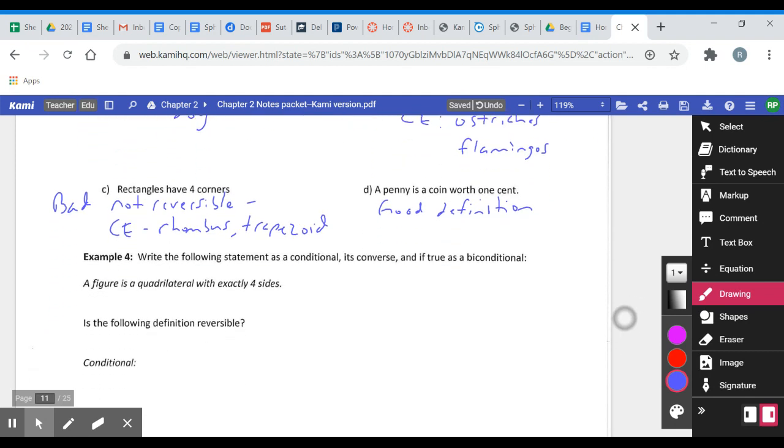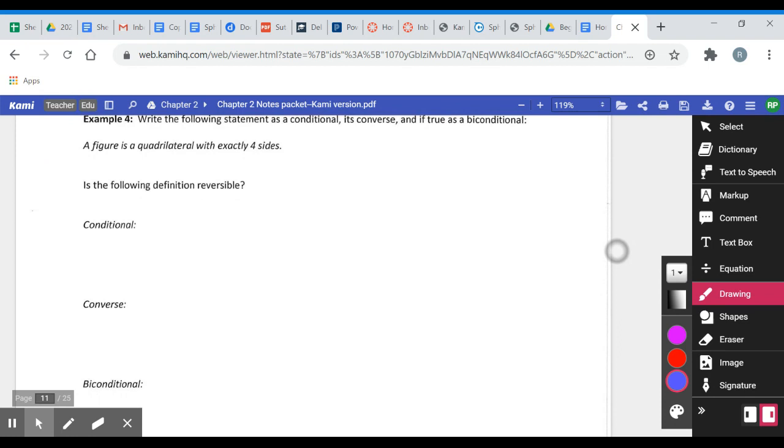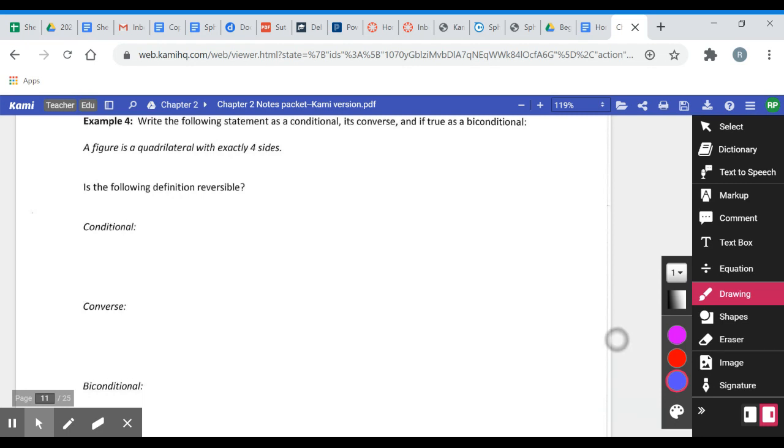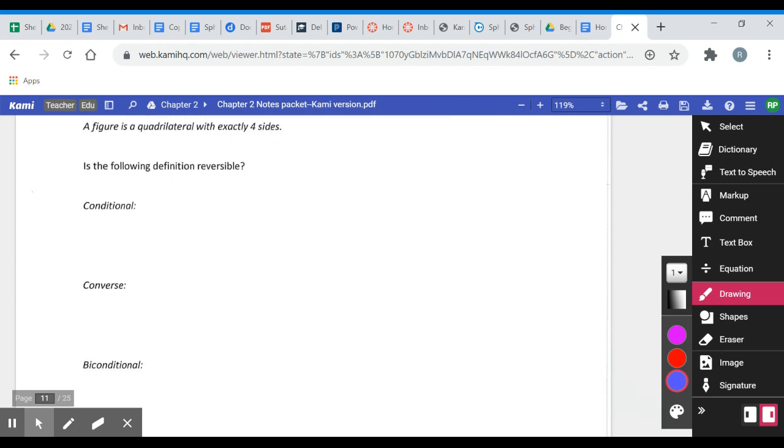Okay. All right, last little bit here. On example 4, it says, write the following statements as a conditional, its converse, and if true, as a biconditional. So here it says, a figure is a quadrilateral with exactly 4 sides. Is the following definition reversible? So we want to start with writing the conditional, which is just an if-then statement. And again, this first part of the sentence is my hypothesis, my P. This last part of the sentence is my Q. If I need to add some words in there to make it make sense, that is fine.